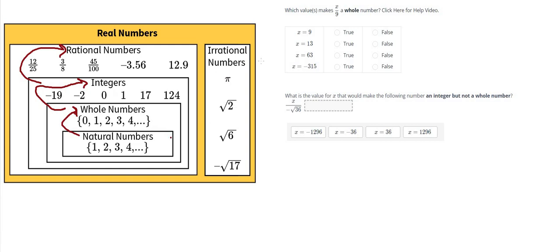And if a number is not rational, that means it's irrational. An irrational number goes on forever without a pattern. Notice that a number cannot be both rational and irrational. That's not possible.